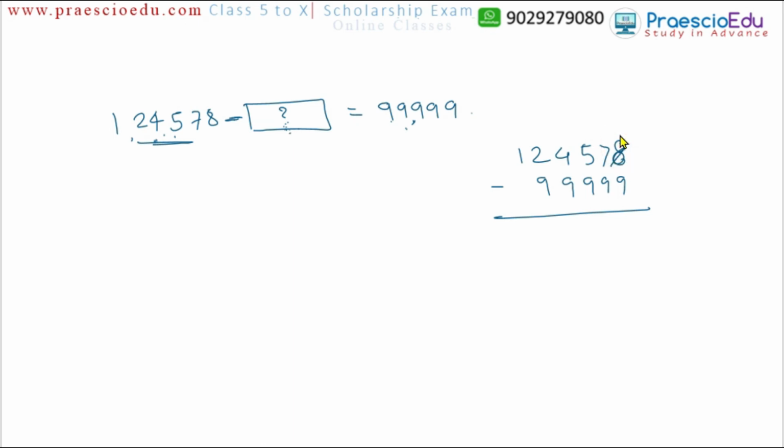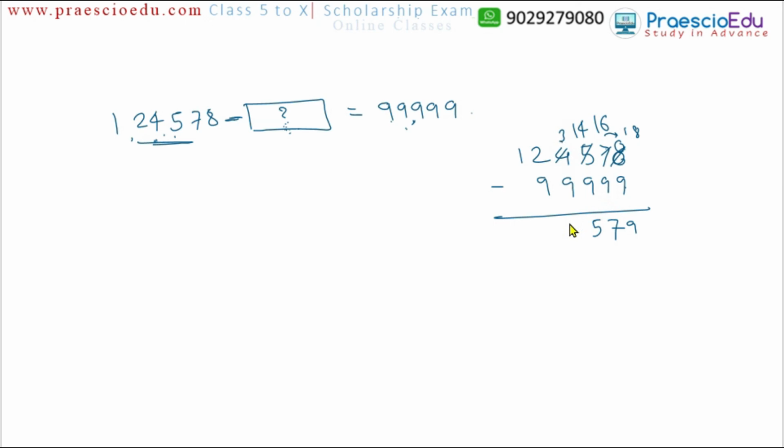So here, 8 minus 9, is it possible? No. So 1 borrowing, so 18 minus 9 is 9, 1 we have already given, so this 7 becomes 6. Now 6 minus 9 is not possible, so this becomes 4, so it becomes 16 minus 9, so here 7. So 4 minus 9, is it possible? No. So here the 3 comes, so now this converts to 14 after adding the 10. So 14 minus 9, 5 comes.